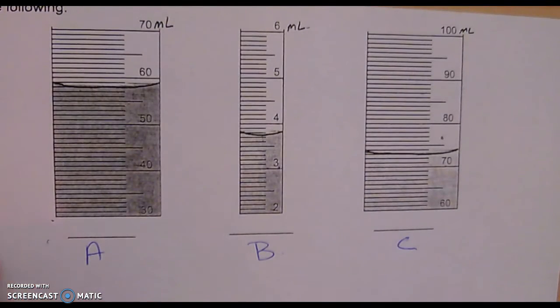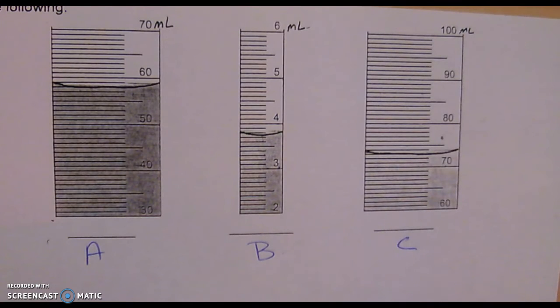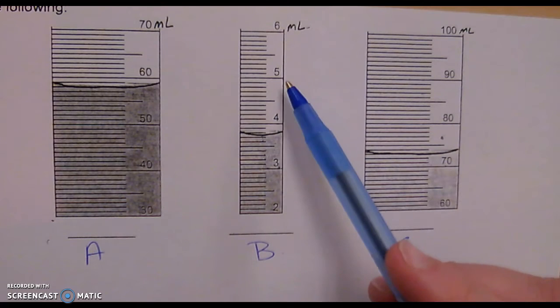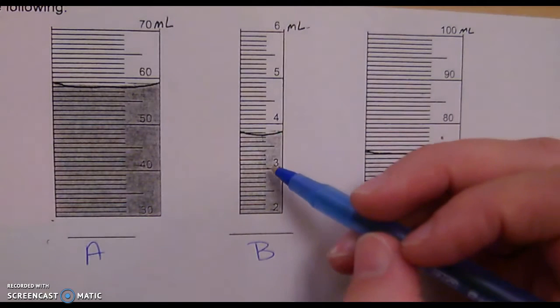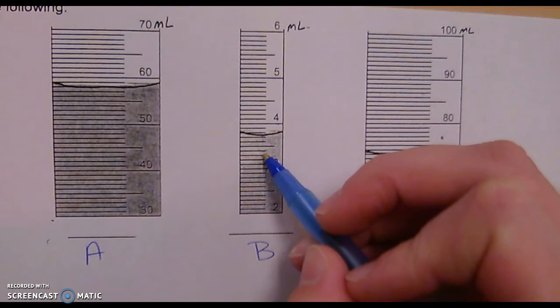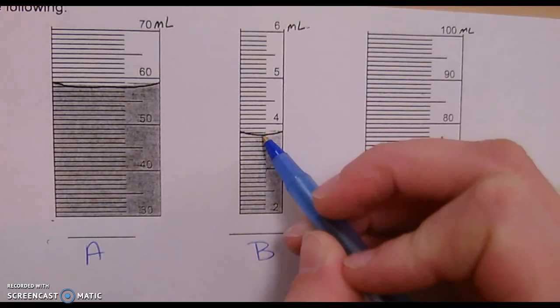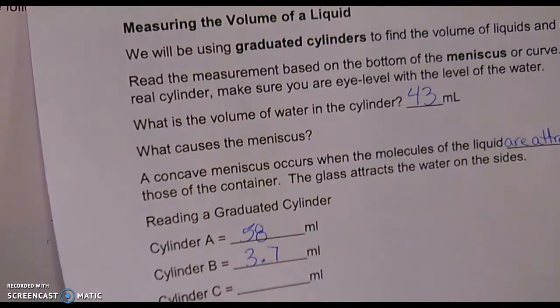For cylinder B, I want you to try reading cylinder B on your own and see what you come up with. For cylinder B, it's a little tricky because of the way that it's marked. It's marked by ones, like it's counting by ones. So the little lines in between are actually going by tenths. So it's 3, 3.1, 3.2, 3.3, 3.4, 3.5, 3.6, 3.7. So 3.7 milliliters in graduated cylinder B.